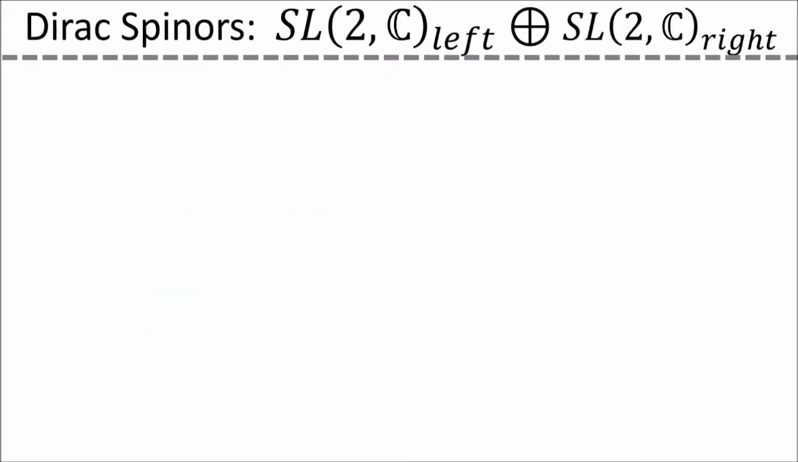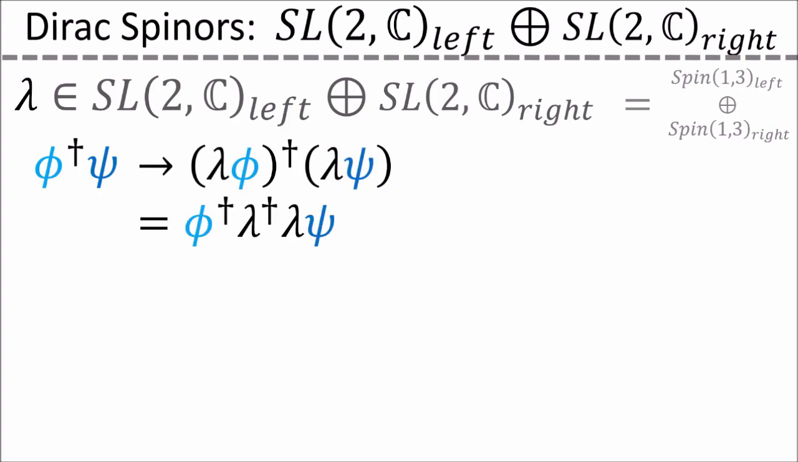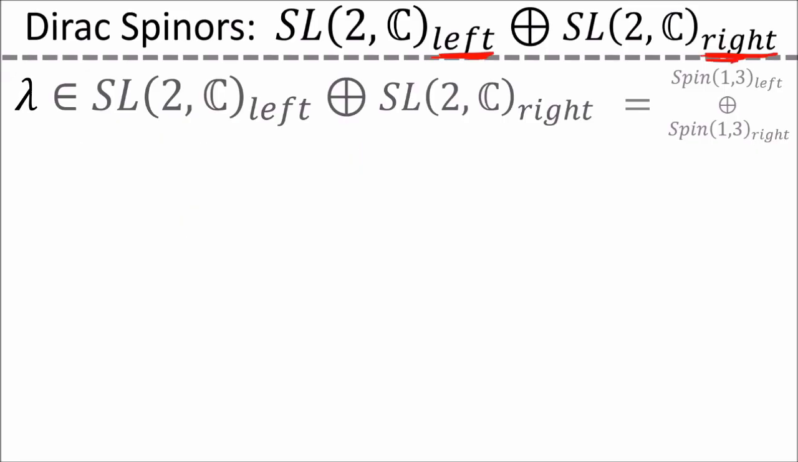So Dirac spinors are like a pair of Weyl spinors, and transform with a left copy of SL2C summed with a right copy of SL2C. Similar to Weyl spinors, we cannot just use phi dagger psi on a pair of Dirac spinors and expect to get an invariant scalar, since the transformation matrix lambda is not always unitary. Instead, we'll use a similar trick as before and introduce a new matrix M in the middle, so our scalar product is phi dagger M psi.